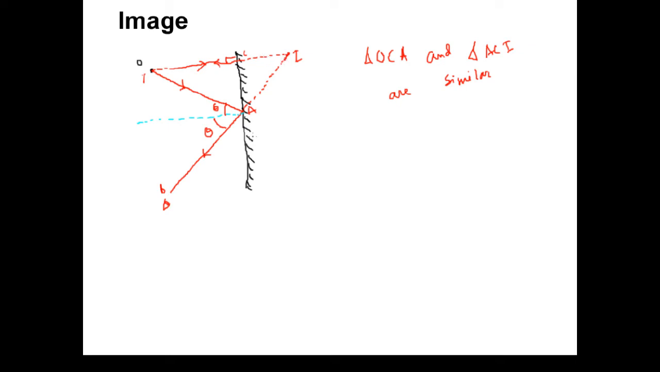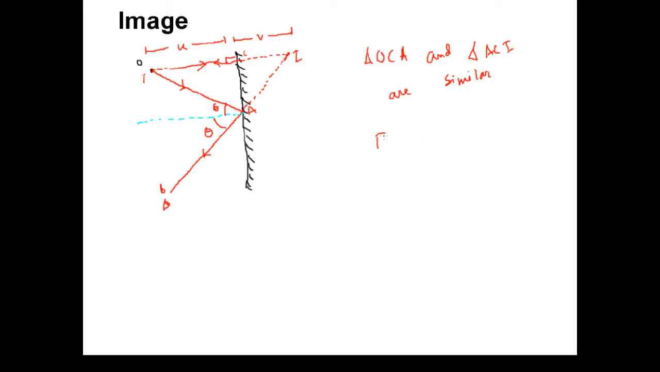The person looking at the mirror will find the object O is not located at its own position, rather it is located at the point I. This is the concept of image. Now in case of a plane mirror, the object distance U is actually equal to the image distance V. So we can write it this way also.